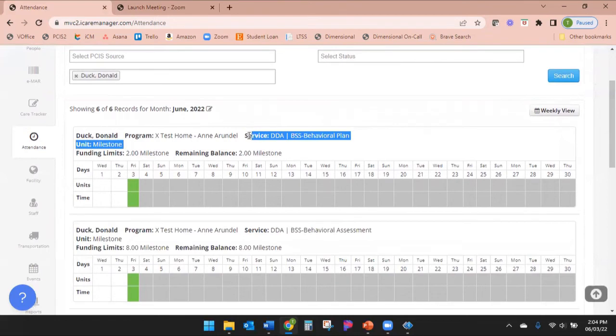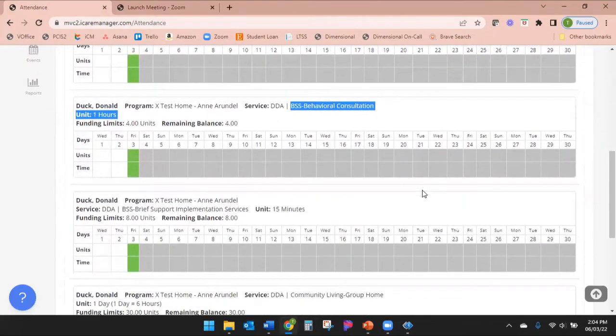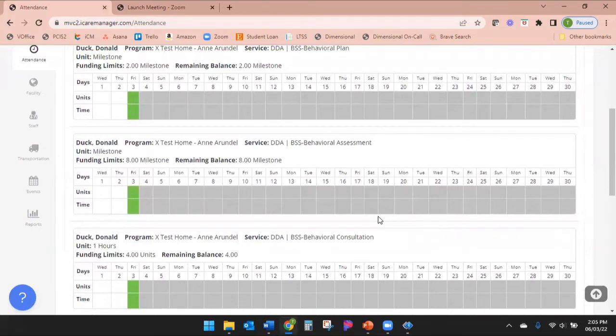So if you notice where it says service, this is where you can see what this attendance calendar is for. So this is how Bella McCree will be able to bill for Donald Duck's behavior plan, a behavior assessment, a behavior consultation, and the implementation of that behavior plan. These calendars you'll see because you have access to this person, but you will not have to mark attendance on these calendars. These calendars are here for administrative purposes so that Bella McCree can bill for the services that we receive for Donald Duck's behavior plan and any of his behavioral needs.